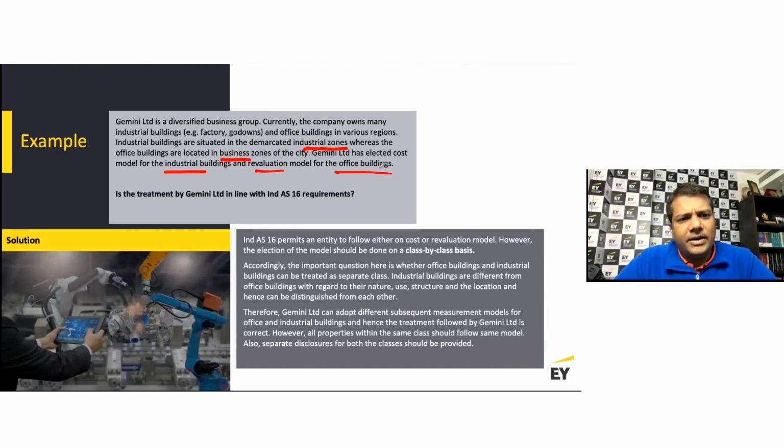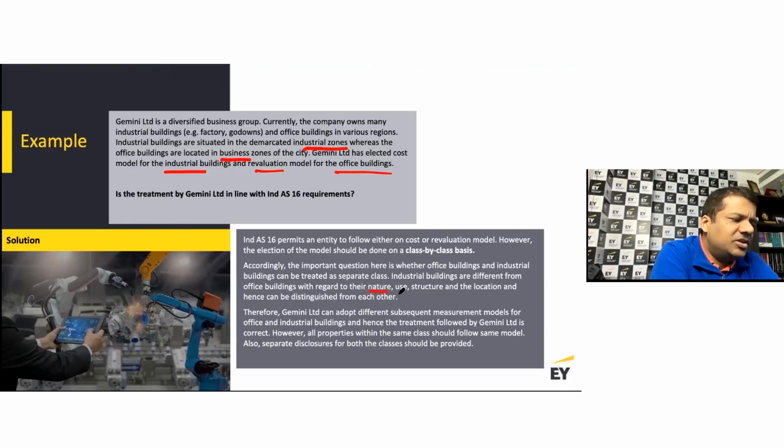As we've been talking, this is absolutely fine because it is based on nature; the standard permits an entity to follow either the cost or the revaluation model. However, the election of the model should be done on a class by class basis. Accordingly, the important question here is whether office buildings and industrial buildings can be treated as separate classes. Industrial buildings are different from office buildings with regard to their nature, use, structure, and location.